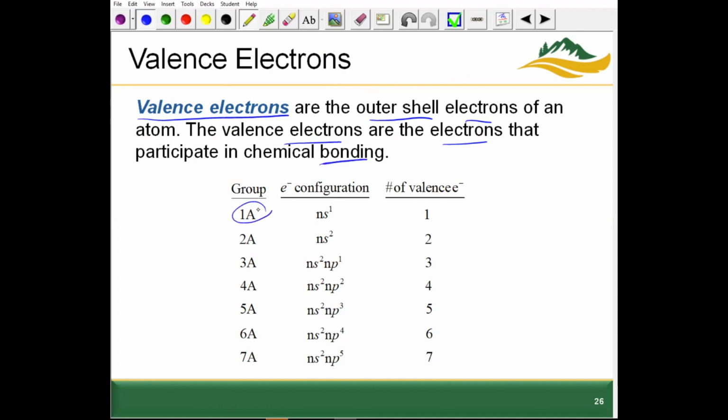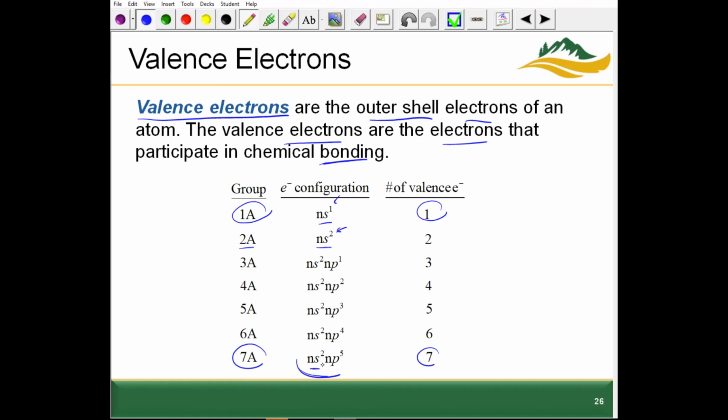1A, our alkali metals, have 1 valence electron. Group 7A, our halogens, have 7 valence electrons. For their electron configuration, it's what we'd expect. So for those alkali metals, they'll have 1 electron in the s orbital. Alkaline earth metals, 2 electrons in the s orbital.